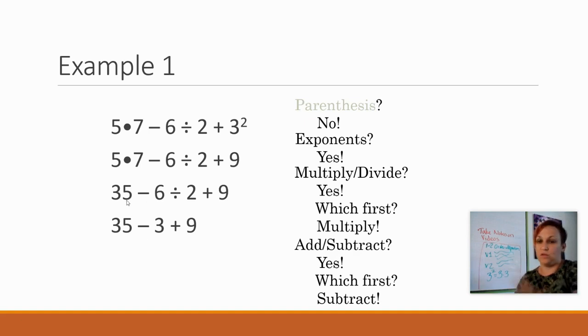35 minus 3, that's the only thing I'm doing right now. 35 minus 3 is going to turn into 32. And I'm down to my very last operation, which is an addition sign, so I'm going to add, and my final answer is 41.